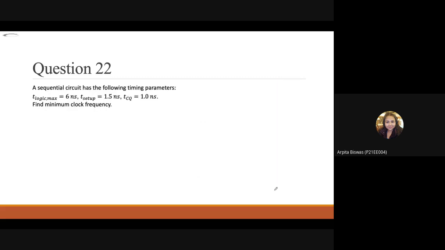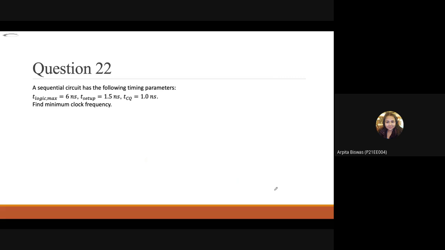So this is question number 22. In the same way, a sequential circuit has the following timing parameters. These parameters are given, so find out the minimum clock frequency. Ma'am, can I use the same formula? Yes, you have to use the same formula.